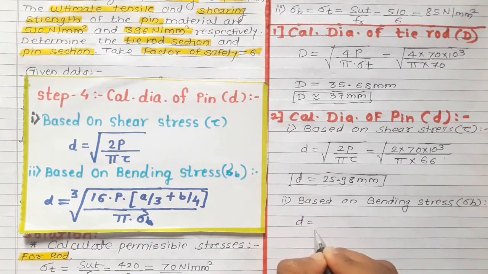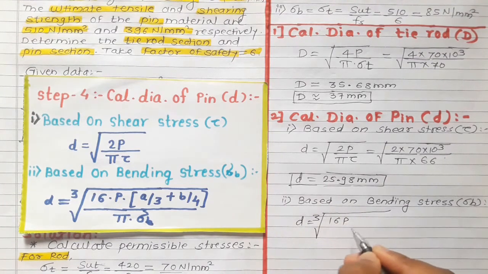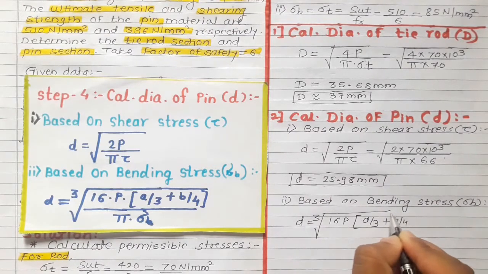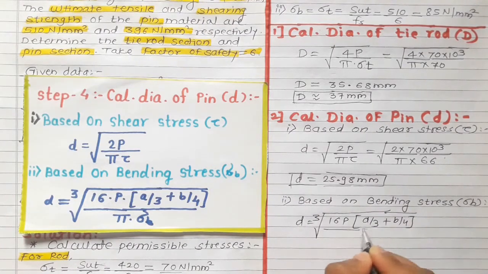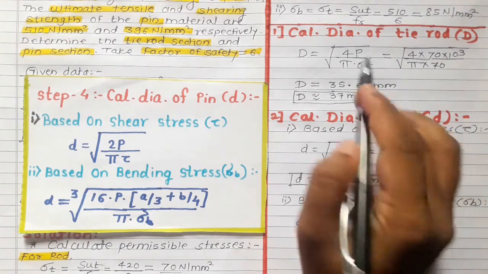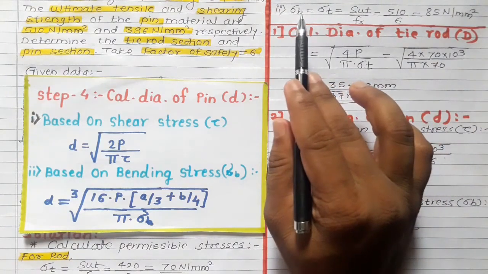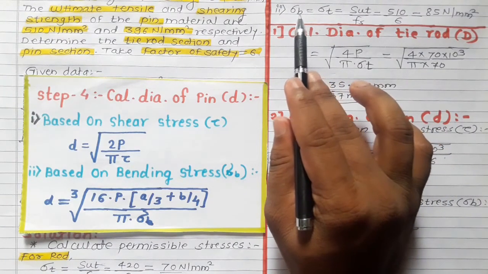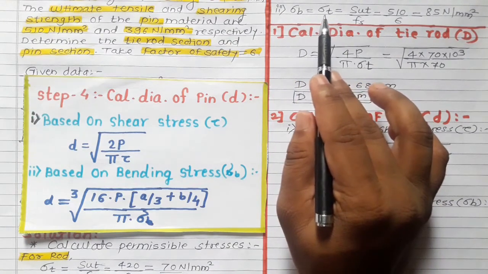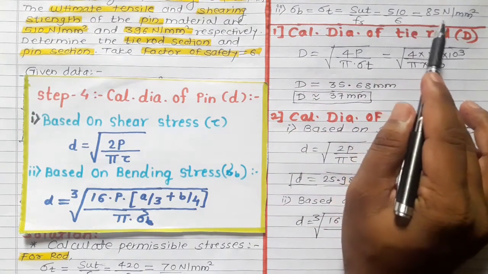So small d is equal to, where small d is the diameter of the pin, cube root of 16P, where P is the external applied force, into bracket a by 3, where a is the thickness of the fork end, plus b upon 4, where b is the thickness of the eye end, upon pi into sigma b. Here sigma b is the permissible bending stress that we have calculated under the heading of calculating the permissible stresses for the pin. We have taken it equal to the permissible tensile stress, and its value is 85 Newton per mm square.